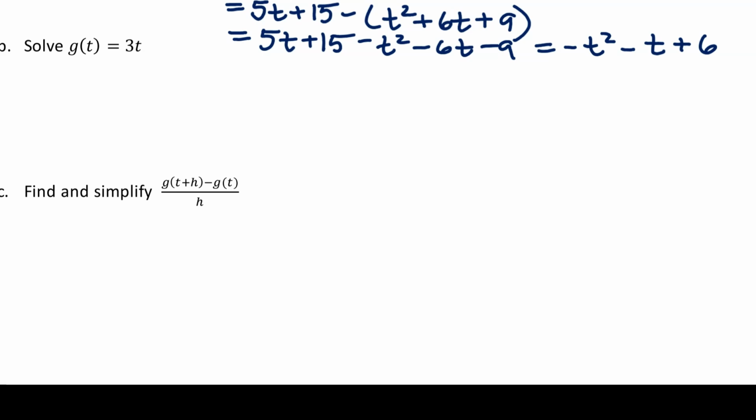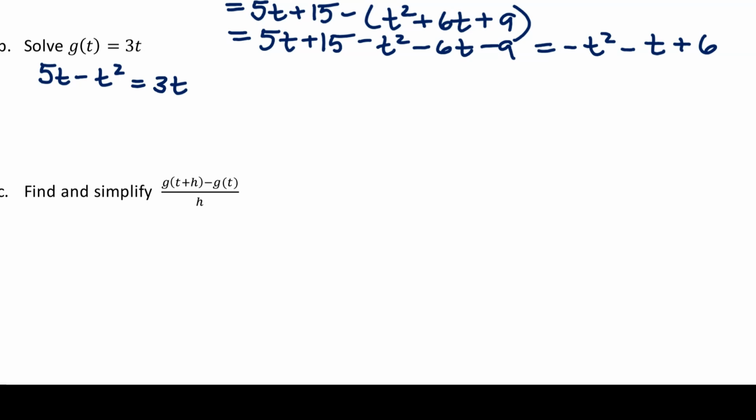For part B, we're supposed to take function g of t and set it equal to 3t and then solve. So function g of t is 5t minus t squared, and we're setting that equal to 3t. So this is actually an equation. I'm going to approach it a little bit differently. I'd like to set this equal to 0. Whenever I've got that quadratic, I want to try and set it equal to 0, with the exception being if there's only a single t, then I'm going to use square roots. I'm going to use inverse operations.